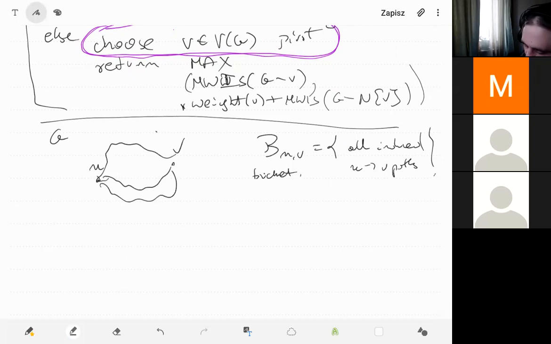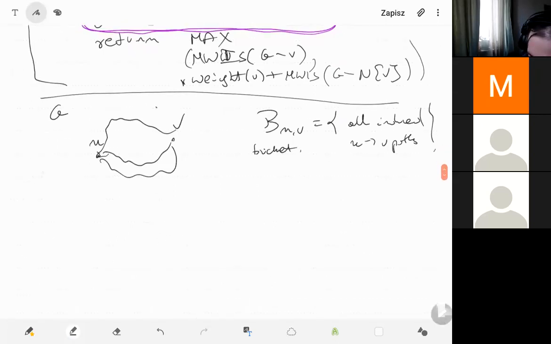So let me repeat this intuition. I will put it in the corner: I have this graph G, and there's this balanced separator, which is a neighborhood.